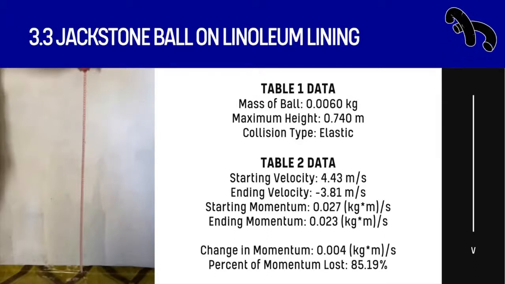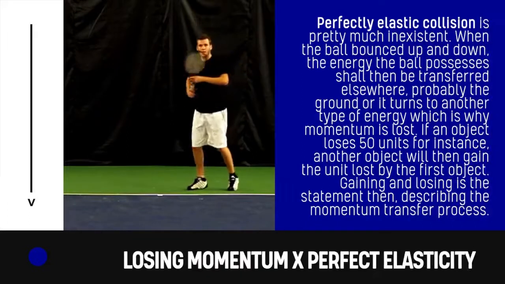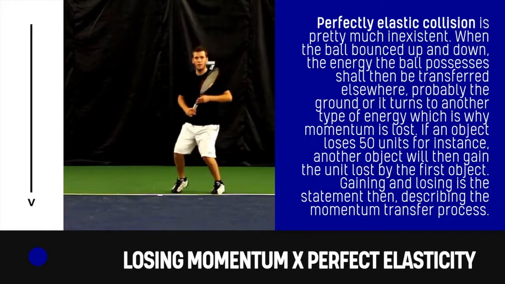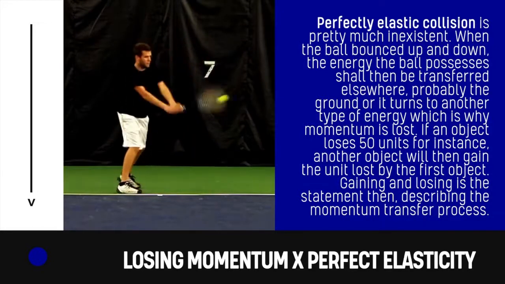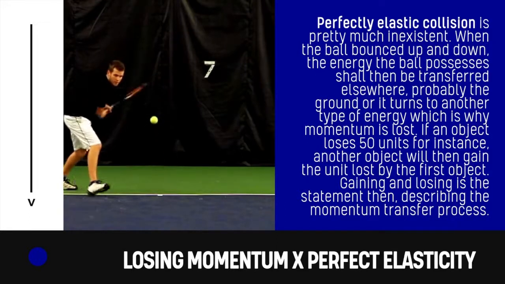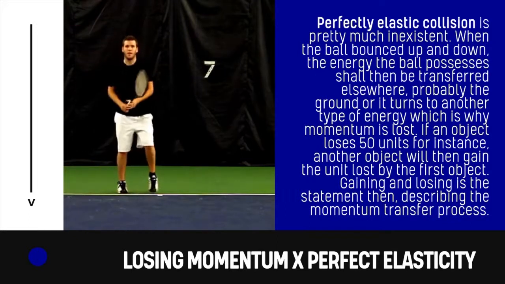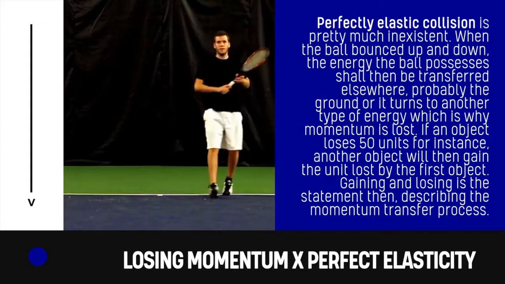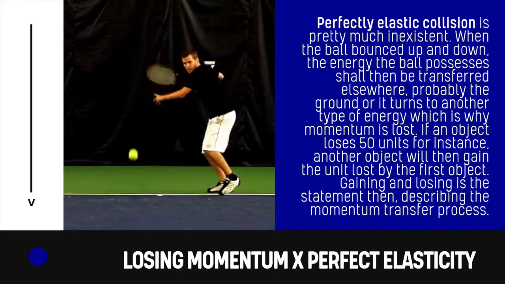Change in momentum present in the data is 0.04 kg·m/s, which is 85.19% all throughout the equation. A perfectly elastic collision is pretty much nonexistent. When the ball bounces up and down, the energy the ball possesses shall then be transferred elsewhere, probably the ground, or it turns to another type of energy, which is why the momentum is lost. If an object loses 50 units, for instance, another object will then gain the units lost by the first object. Gaining and losing is a statement then, describing the momentum transfer process.